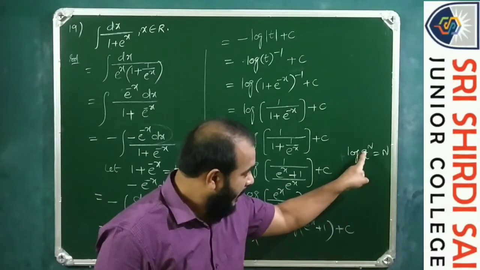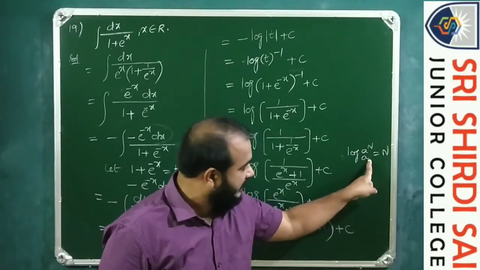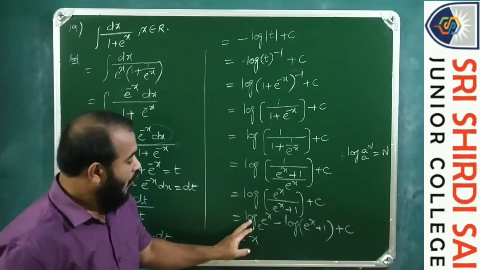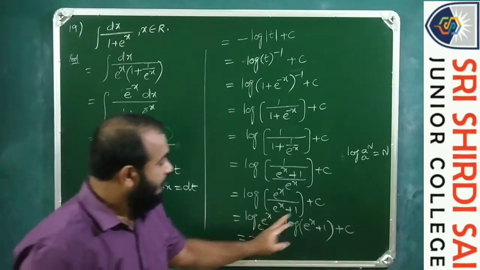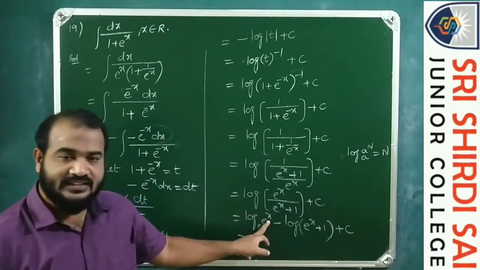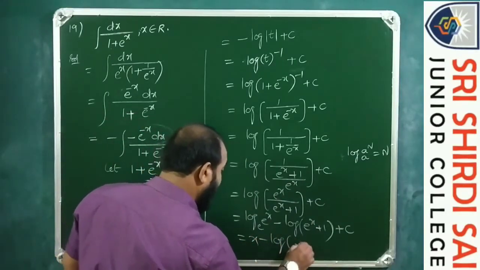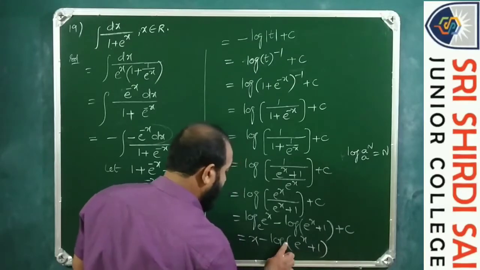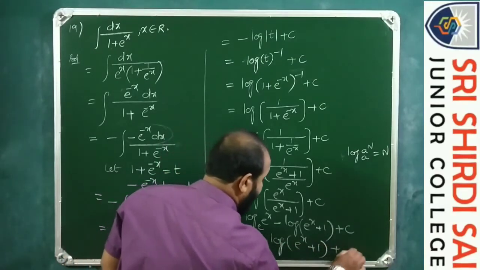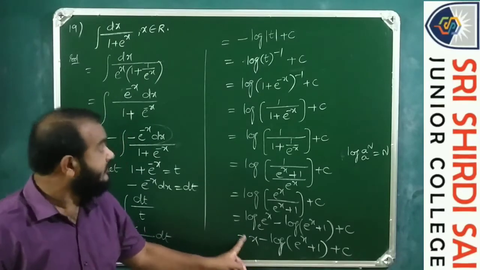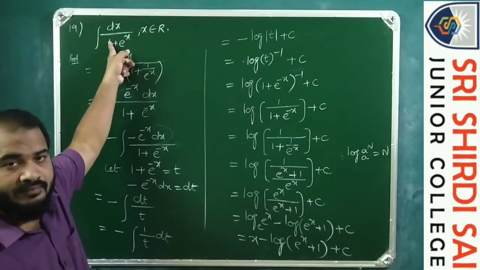Log a power n to the base a is n. So this is log, in the place of n, x is there, so x minus log e power x plus 1, plus constant of integration c is the final answer for this integrand.